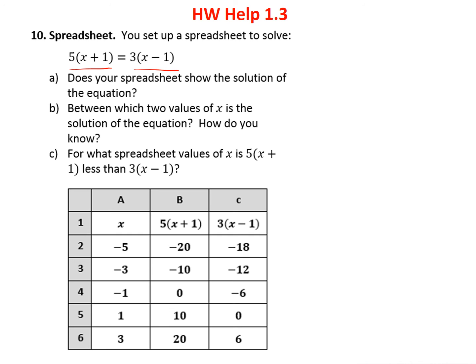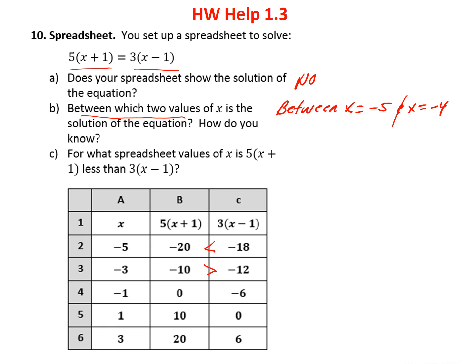The question is, does the spreadsheet show the solution? And the answer is no, in the sense that we're not seeing a value for x where b equals c. The next one, though, is important. Between which two values is a solution? Well, notice here that negative 20 is less than negative 18. But then when I go to negative 3, negative 10 is greater than, so that's where the shift occurred. So we would say the answer to that is between x equal minus 5 and x equal minus 4.